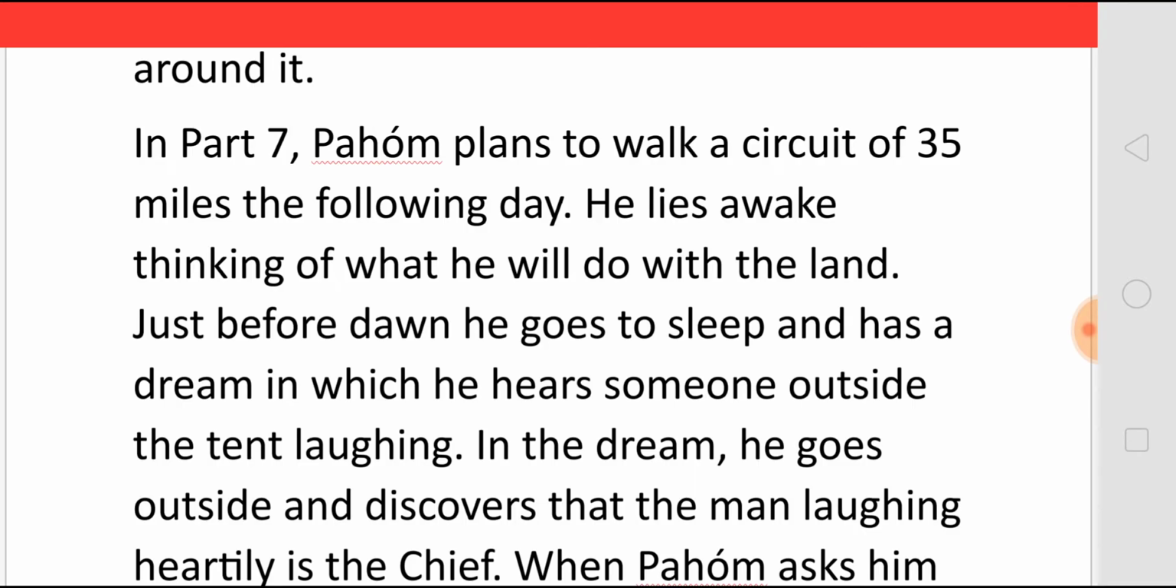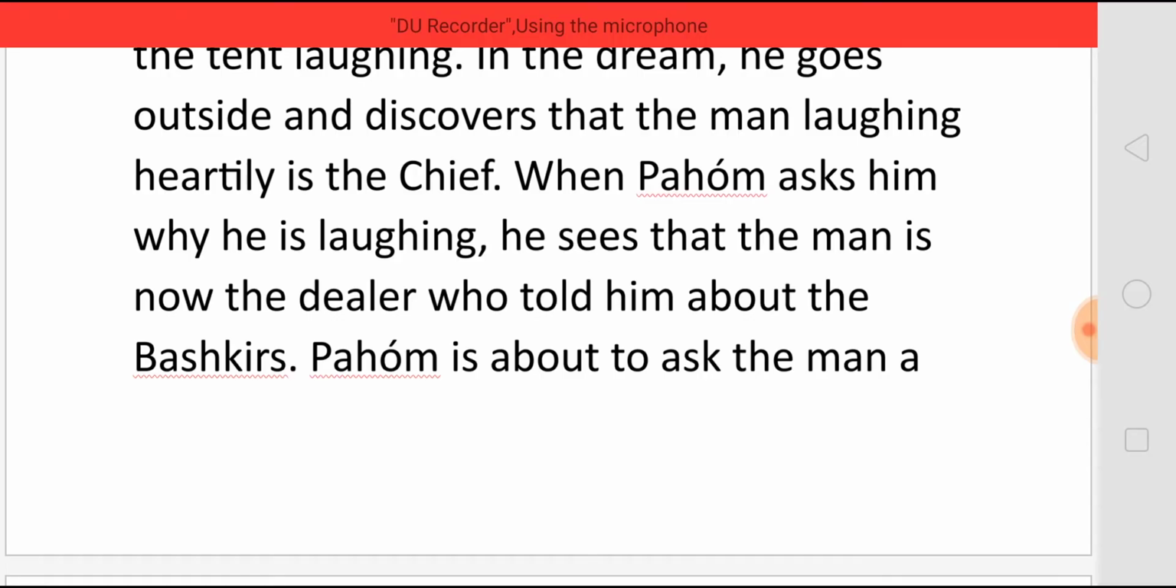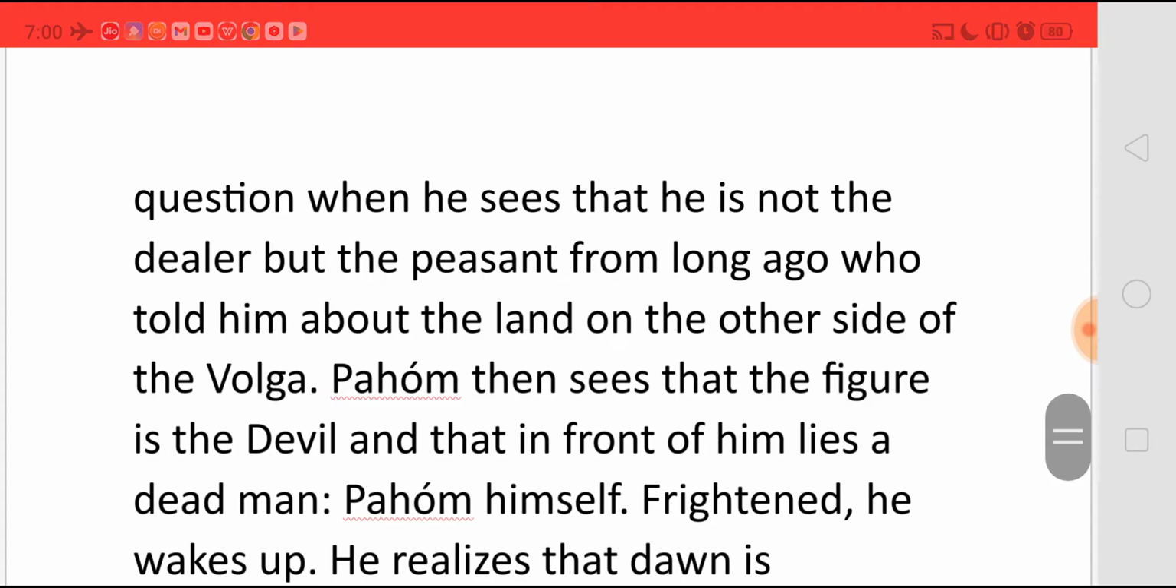a dream in which he hears someone outside the tent laughing. And in the dream, he goes outside and discovers that the man laughing heartily is the chief. When Pahom asks him why he is laughing, he sees that the man is now the dealer who told him about the Bashkirs' land. Pahom is about to ask the man a question when he sees that he is not the dealer but the peasant from long ago who told him about the land on the other side of the Volga. Pahom then sees that the figure is the devil and that in front of him lies a dead man, and this dead man is no one but Pahom himself.